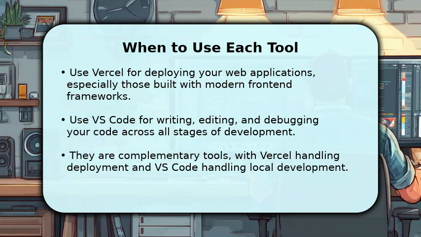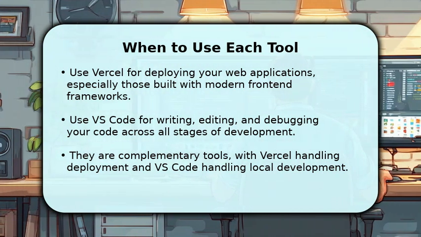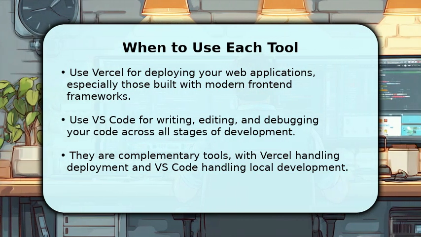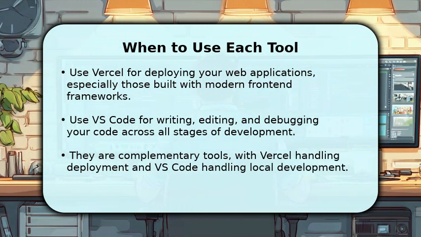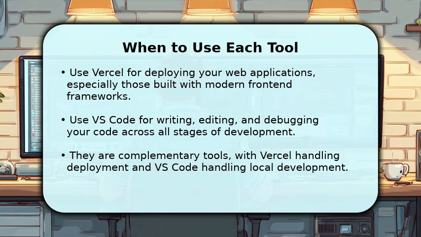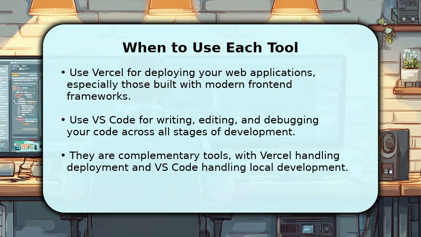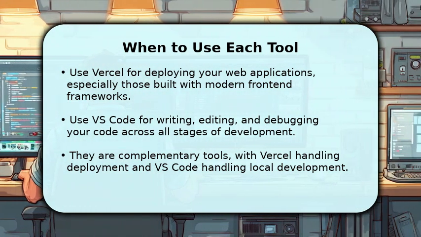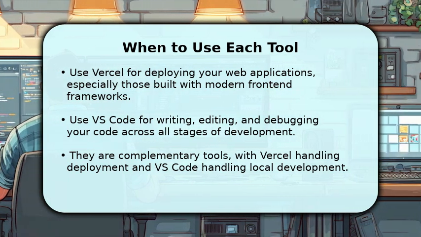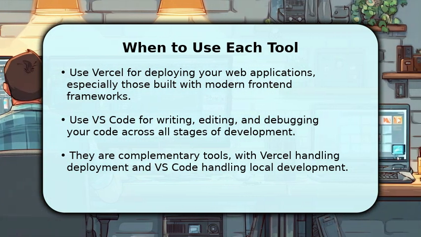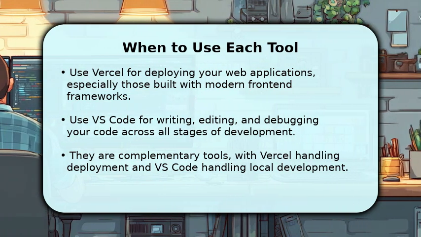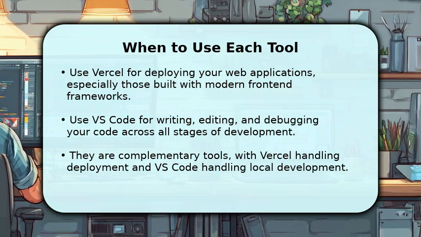To summarize, Vercel and VS Code serve different, yet equally crucial, functions in the development process. You should leverage Vercel for deploying your finished web applications, ensuring they are fast, secure, and scalable. Conversely, VS Code is your go-to tool for all local development activities, from writing and editing code to debugging and version control. Together, they form a powerful duo, streamlining your workflow from conception to deployment.